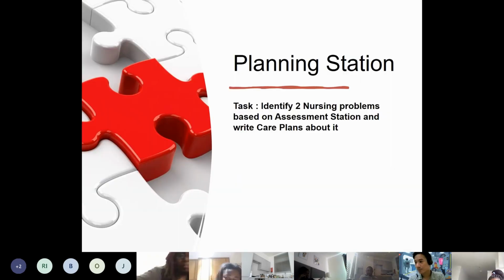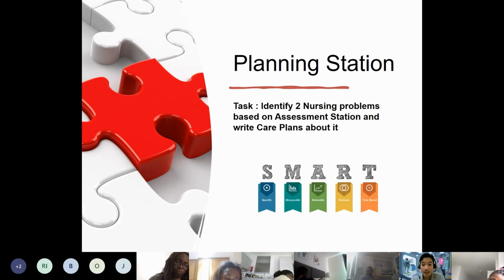So for planning, your main task is to identify two nursing problems based on the assessment station and write care plans about it. Make sure when you do your planning, you follow SMART format, okay? Make sure it's specific, measurable, attainable, realistic, and time bound. That is the basis when you're doing your care plan.